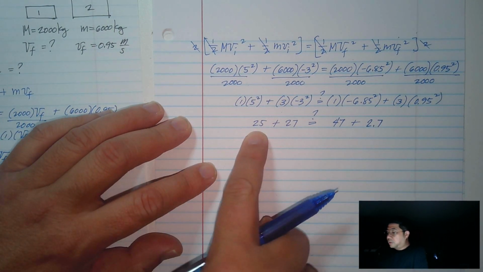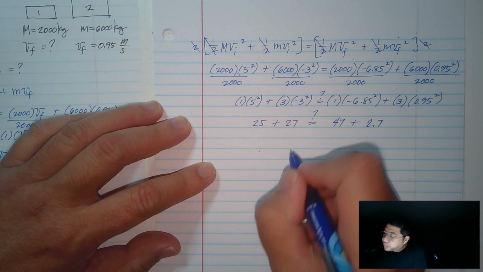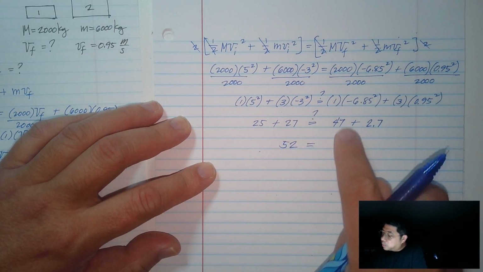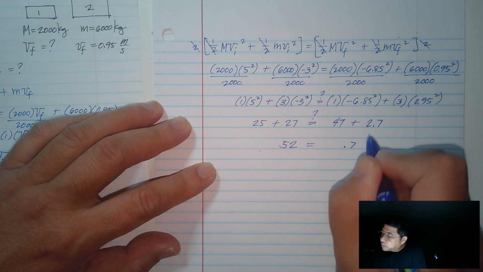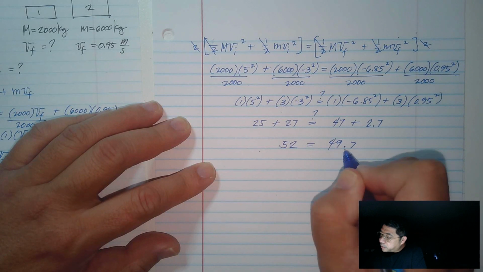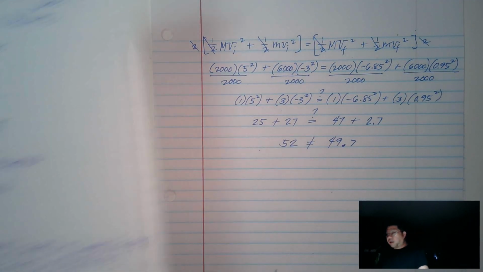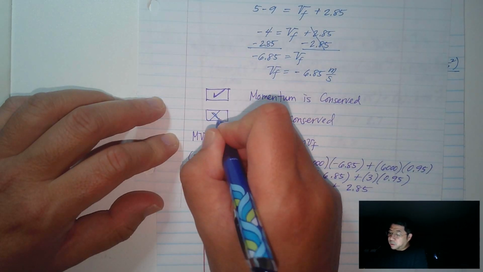Are they equal? So 27 plus 25, so that's 52. How about this over here? So that's 0.7. 2 plus 7 is 9. 49.7. So it means that they're not equal. Going back to our checklist. So meaning kinetic energy is not conserved.